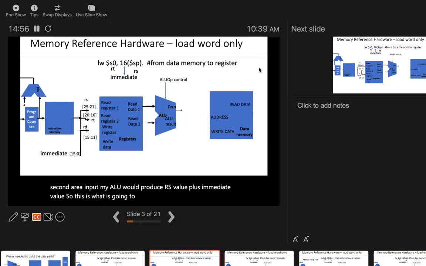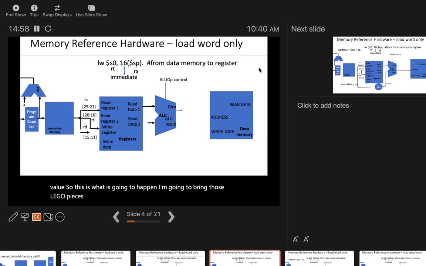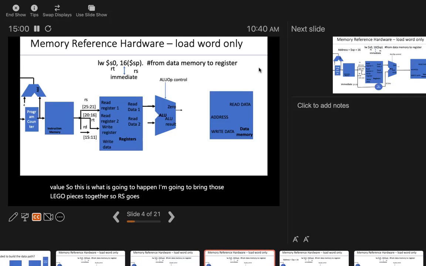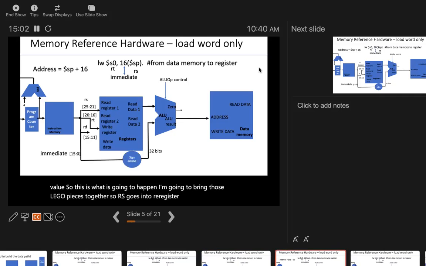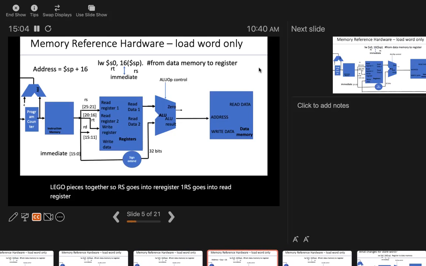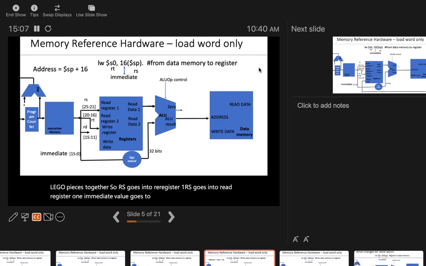So this is what is going to happen. I'm going to bring those Lego pieces together. So RS goes into read register 1. Immediate value goes to the ALU. There's one special thing that is going to happen to the immediate value. Some of you may not have seen this, but it's okay. The sign extension. The reason why we need to perform a sign extension is because the ALU works on 32-bit values.